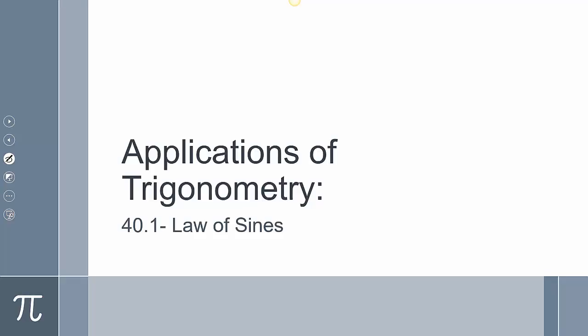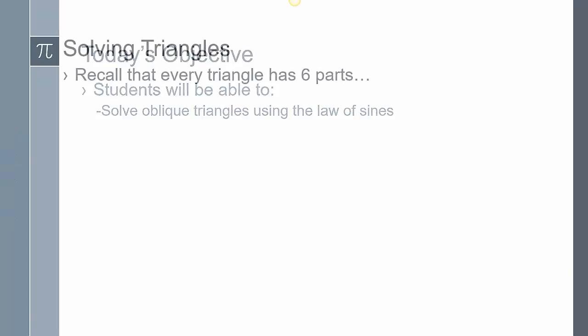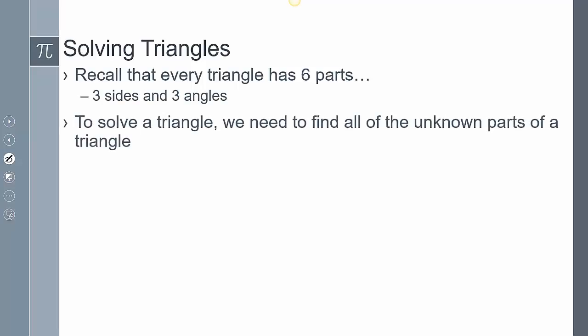Today it's going to be 4.1 and we're going to be taking a look at the law of sines. So you're going to solve oblique triangles using the law of sines. Now recall that every triangle has 6 parts. Remember, it has 3 sides and 3 angles.